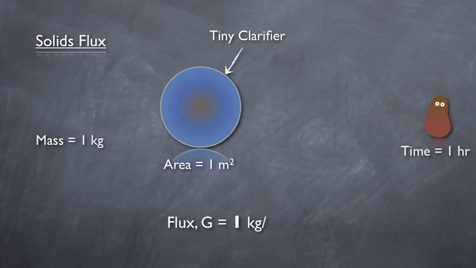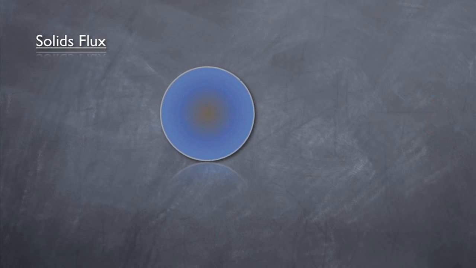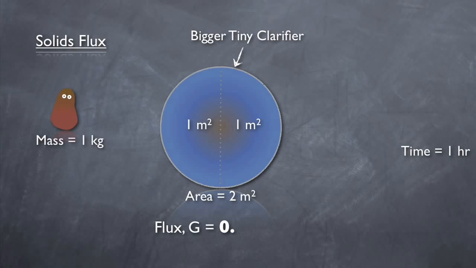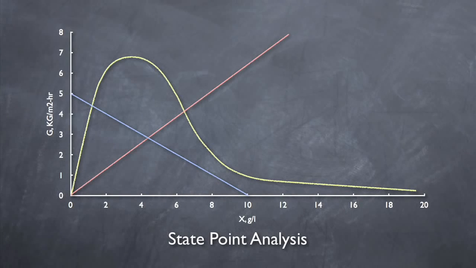Now if the surface area of the tiny clarifier was doubled, but the same mass of solids passed through in the same amount of time, the solid's flux would be half. Why? Because it is normalized to 1 square meter of clarifier area. The amount of solids going through the clarifier didn't change, but the amount going through 1 square meter did, by half. By using flux, one can compare clarifiers of different sizes and loads on an equal basis. Now that we've covered both axes of the diagram, let's get to the 3 main components.